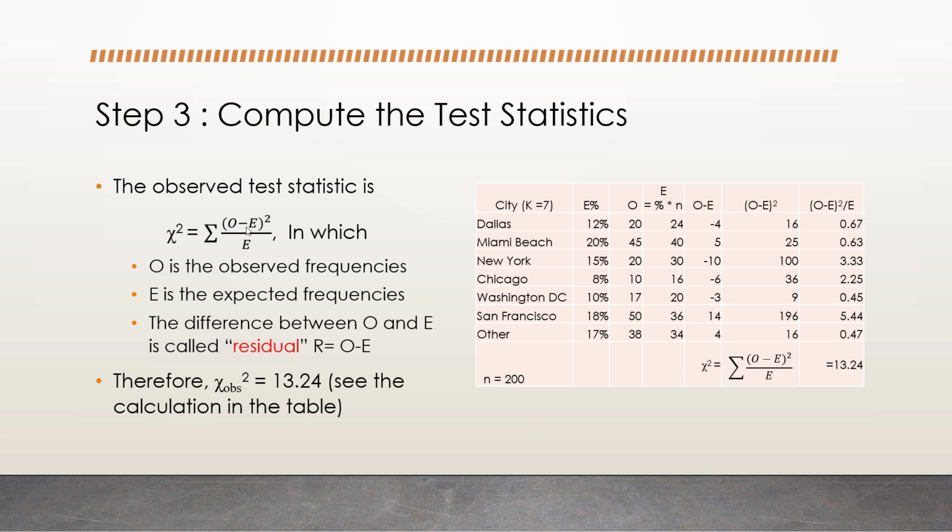In our example, the first category, Dallas, has an observed frequency of 20 and an expected frequency of 24. Their difference is -4. Squaring this value and dividing it by the expected value of 24 gives a ratio of 0.67.